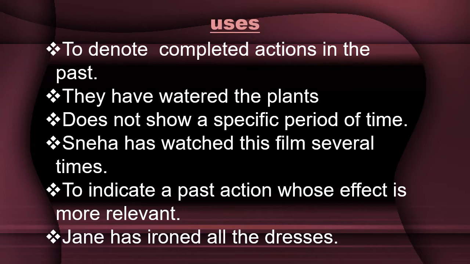One important use is to indicate a past action whose effect is more relevant. That means the action is already done, but the result or the effect of that action is more relevant and important in the present. Example: Jane has ironed all the dresses. The ironing was done earlier in the past, but the ironed dresses are still looking nice. So the effect or the result of the action is relevant in the present.